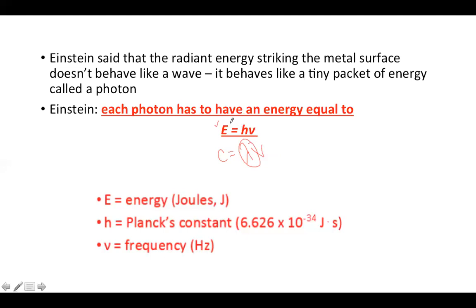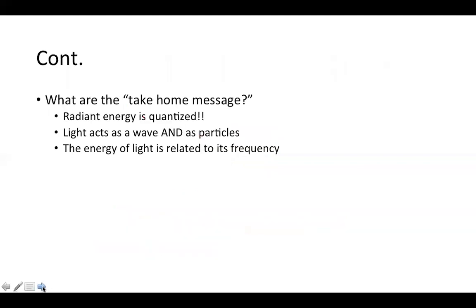So what you would need to do first is start with your given, which is energy, calculate the frequency, and once you have frequency, you would substitute that in for the frequency in this second equation here, c equals lambda nu, and then calculate your wavelength. All right, so some take-home messages from these things is that radiant energy is going to be quantized, as in we can assign numbers to these things. Light can act like both a wave and a particle, and energy of light is related to its frequency.